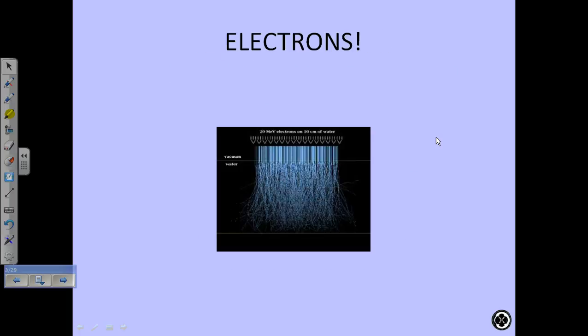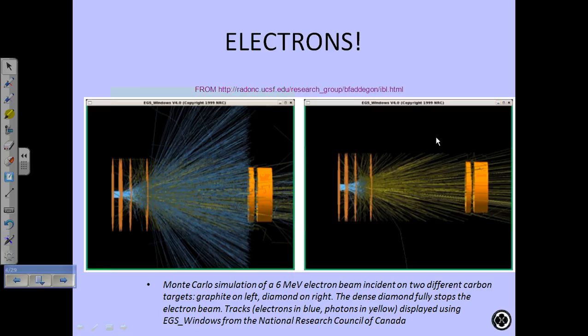So electrons, this is just a picture of Monte Carlo simulations of how electrons scatter in tissue. This is another one, hard to see with the lights on. This is a Monte Carlo simulation, 6 MeV electron beam incident on 2 different carbon targets. This is the kind of output that Monte Carlo simulations will give you. It's a visual representation of what's happening to those electrons. Remember how I say they scatter off quite a bit? There's a lot of lateral scatter that you can see from this picture.